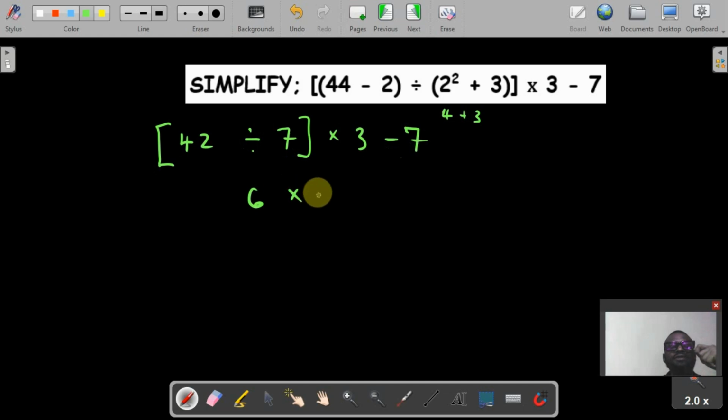So 42 divided by 7 will give me 6. Then 6 times 3. Then minus 7. So multiplication will come first before subtraction. So 6 times 3 will give me 18. Then minus 7, my answer is 11. My answer is 11. So let's proceed.